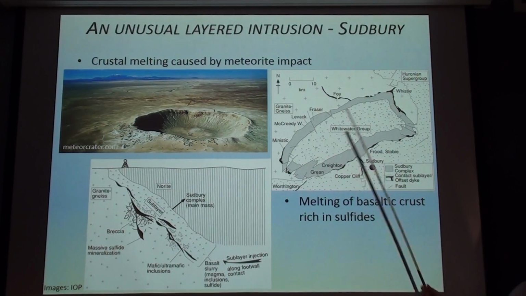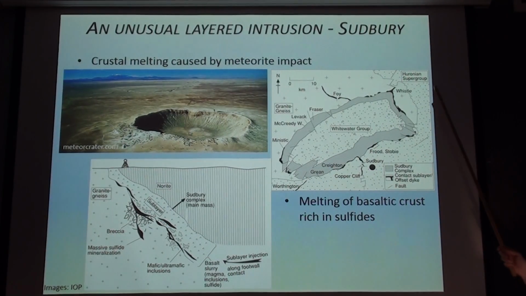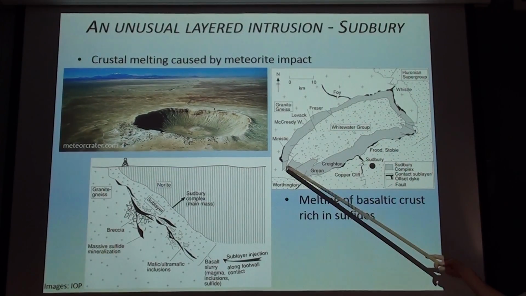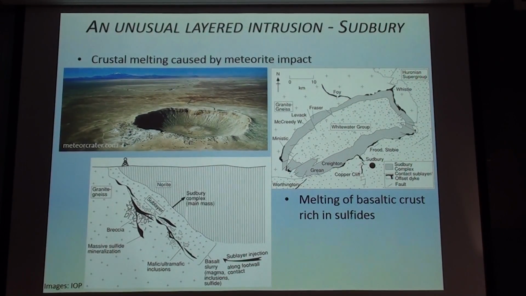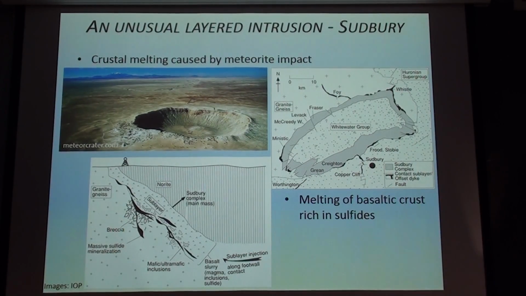Well, this is the Meteor Crater in Arizona, and this is the Sudbury complex in Canada. And you can see the scale here, 10 kilometers, so it's 50 kilometers across. So whatever formed that must have been a bit bigger than the rock that hit that car at the beginning. And because of the heat generated during the impact, the crust was molten, and that was sulfide-rich basalt crust. It basically formed a magma ocean or lake, given the dimensions.